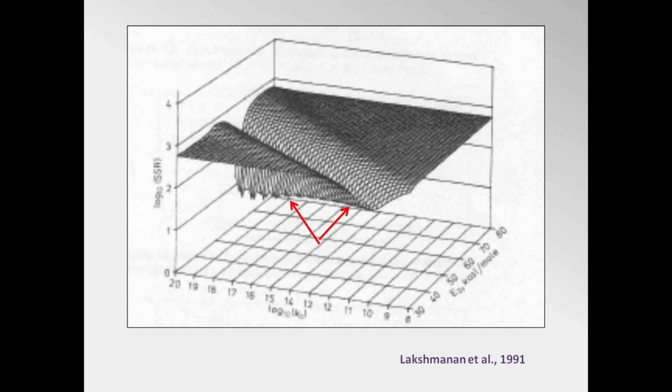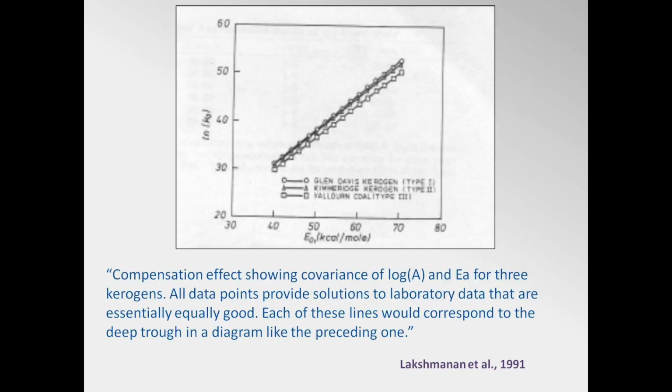These red arrows indicate other points along the compensation line, not in the deepest part of the trough, but still a very, very good fit to the measured data and something that should be considered as a viable solution to the question of what is the correct A, what is the correct E for this pyrolysis.